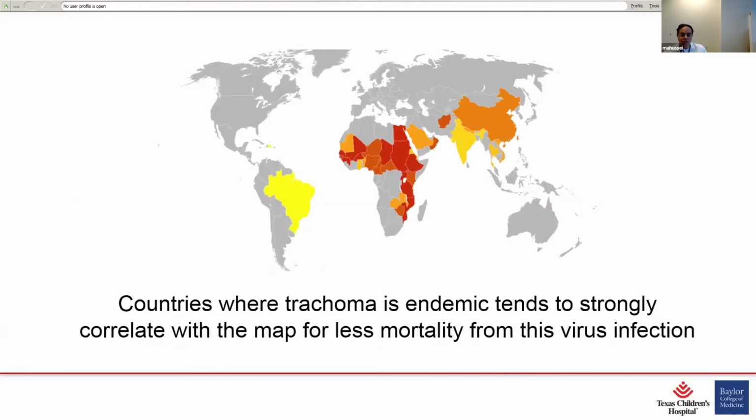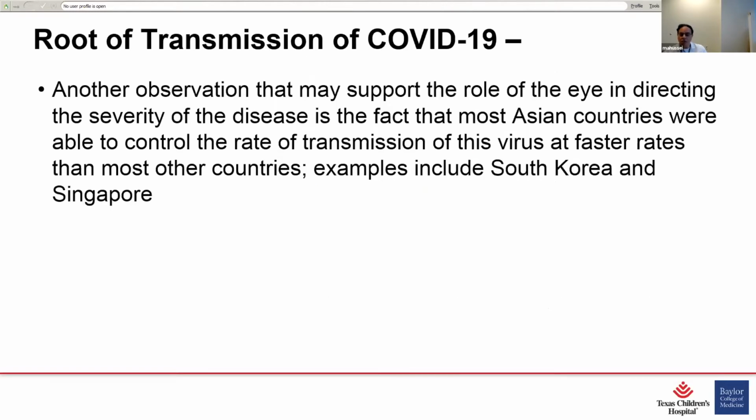You can see here the map for endemic trachoma countries. It really matches the map of the less mortality from the disease. Interestingly, if you take Ethiopia and South Sudan, for example, they have the most endemic trachoma, and these two countries have a handful of cases and literally zero mortality, Ethiopia and South Sudan.